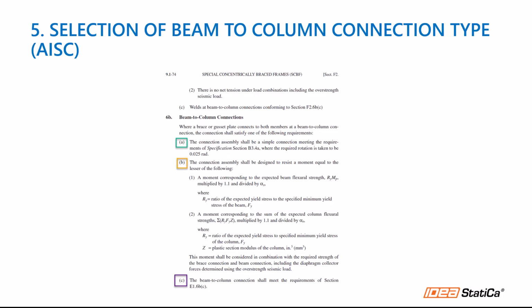Finally, you need to select the beam to column connection type. So based on AISC 341, you have 3 options for SCBF connections. Option A is a simple connection. B and C are fully restrained connections. And for example 11, they are using an ordinary moment frame fully restrained connection. Okay.